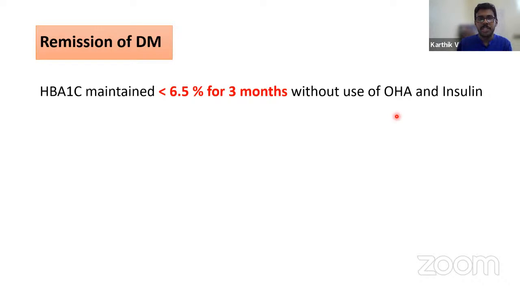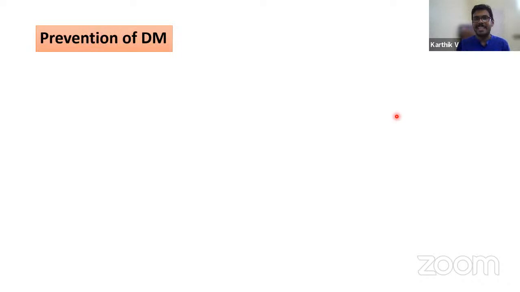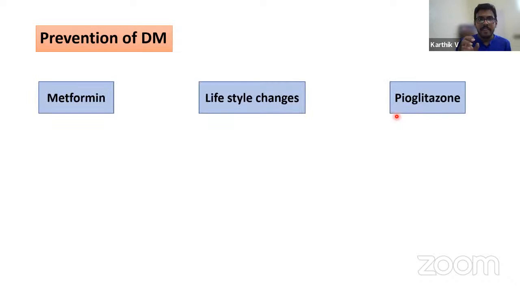Now, about the prevention of diabetes mellitus, is there any role for any lifestyle modification or drug therapy in prevention of diabetes mellitus? The current guidelines have given specific emphasis to these three aspects. One, metformin. Second, lifestyle changes. And third, pioglitazone. So what is the role of metformin in the prevention of diabetes?